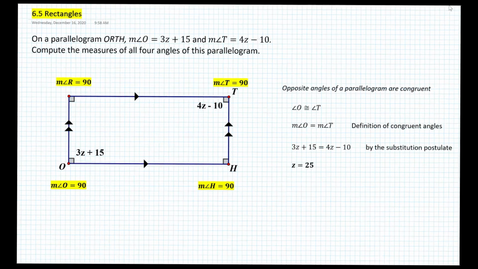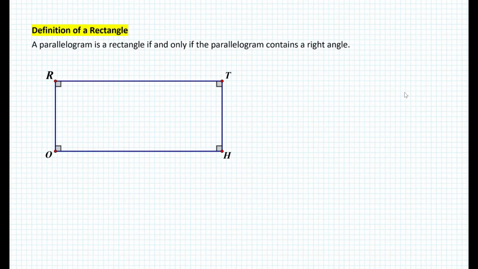So let's get to the definition now. So here's the definition of a rectangle. A parallelogram is a rectangle if and only if the parallelogram contains a right angle. Notice that the definition does not say that a parallelogram contains four right angles, but it is sufficient to just have one right angle to state that the parallelogram is a rectangle. One more thing to know is that a rectangle is defined in terms of a parallelogram. So basically, we can say that every rectangle is a parallelogram.